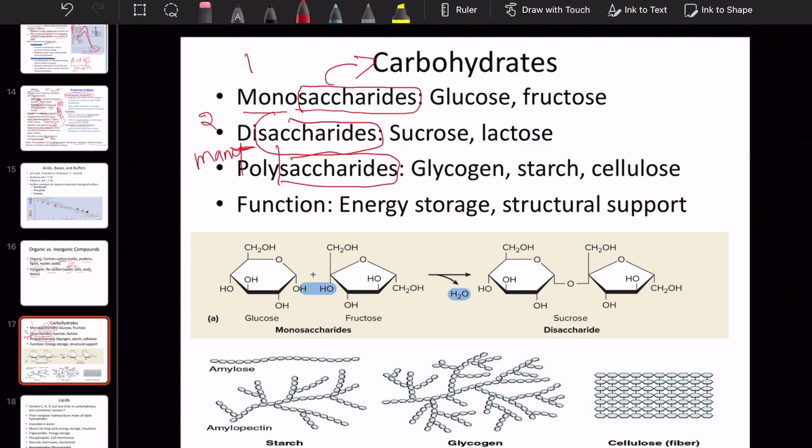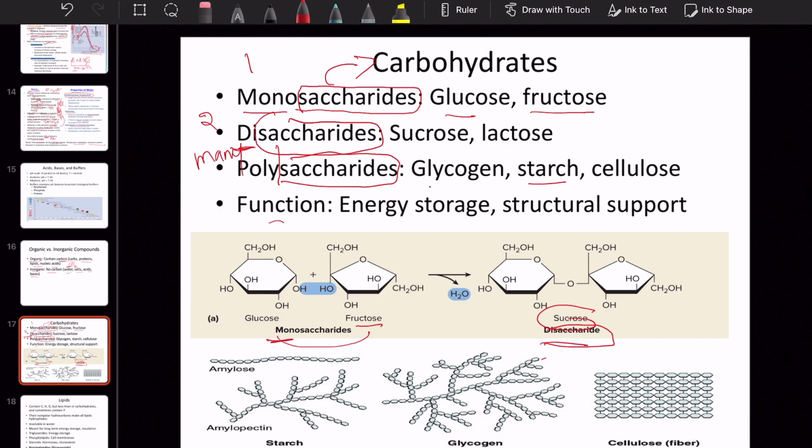Here are examples of monosaccharides: glucose, fructose. Disaccharides means two of them. Two monosaccharides put together make a disaccharide. Glucose is a monosaccharide. Fructose is a monosaccharide. Put together they make a disaccharide, which is sucrose.